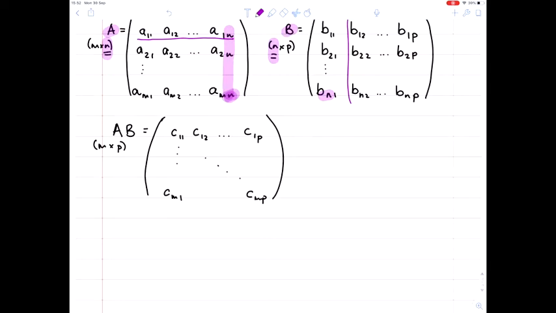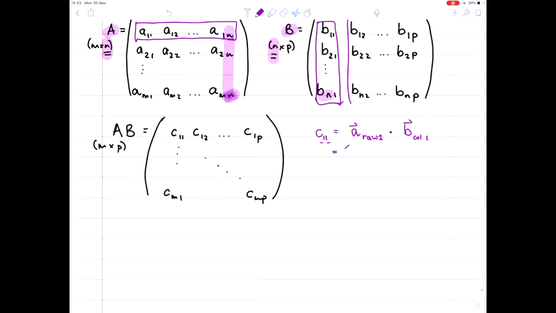Okay, so how do we find the first entry in our AB? So how do we find C11? Well, we know that this is going to be found by taking the A row 1 vector and dotting it with the B column 1 vector that we get. So we really want to take this vector and this vector and find their dot product.